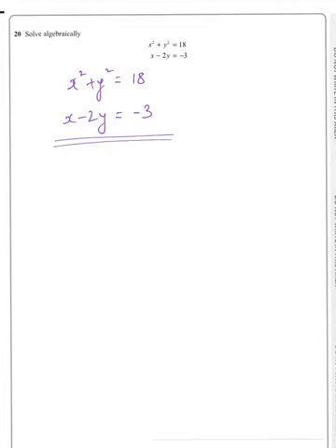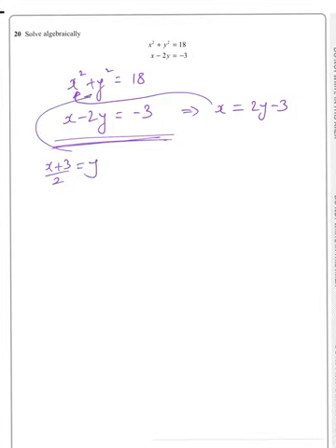Question 20. We've got to solve algebraically x squared plus y squared is 18 and x minus 2y equals minus 3. What I would do is go from the straight line form, x minus 2y is minus 3, and rearrange that in terms of x, and then substitute into here. Alternatively, you could rearrange this part in terms of y and have (x plus 3) over 2 equals y, and then substitute that in, but that would be a bit more complicated.